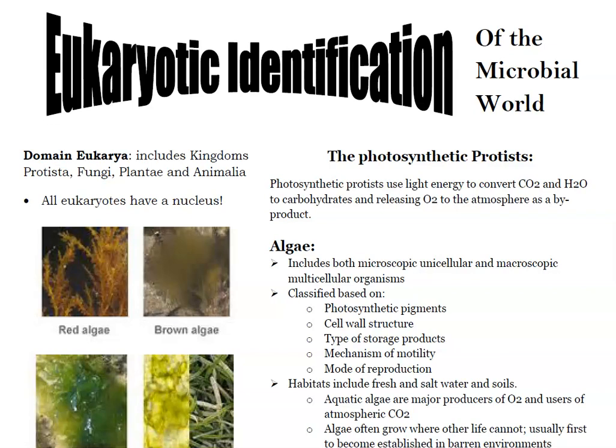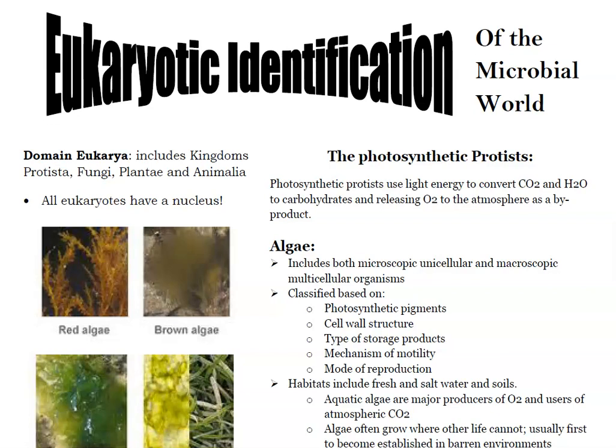Today we're going to learn how to identify different types of eukaryotic cells in the microbial world. So domain Eukarya includes the kingdoms Protista, fungi, plant, and animalia. Remember, all eukaryotic cells do have a nucleus. We're going to start off with the photosynthetic protist.